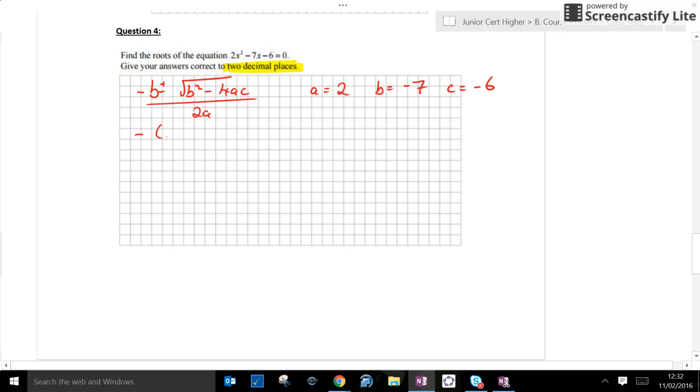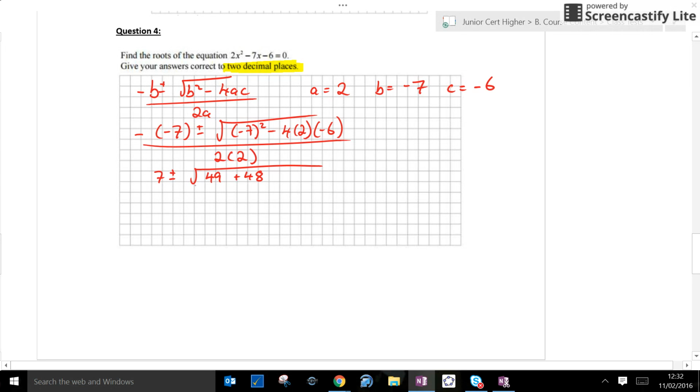So we now fill in our formula. Minus b, well, minus minus 7, plus or minus the square root of minus 7 squared minus 4 times 2 times minus 6, all over twice a, 2 2's. Okay, so minus minus 7 gives positive 7, plus or minus the square root of minus 7 squared is 49, minus 4 by 2 is minus 8, minus 8 by minus 6 is positive 48, all over 2 2's are 4. Simplifying what's under the square root, we get 7 plus or minus the square root of 97 over 4.